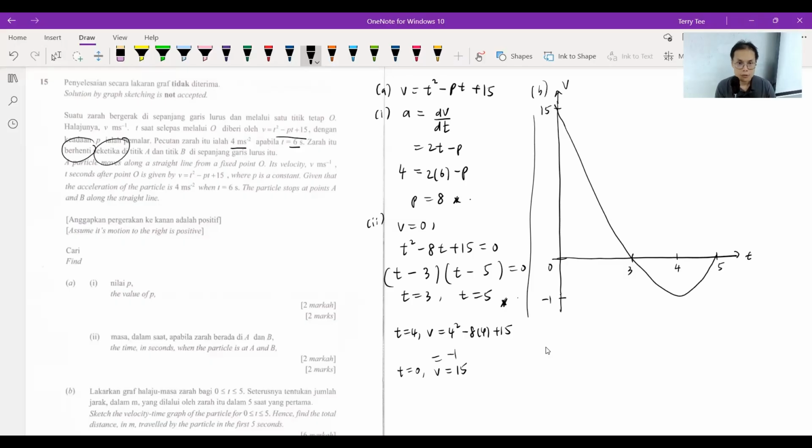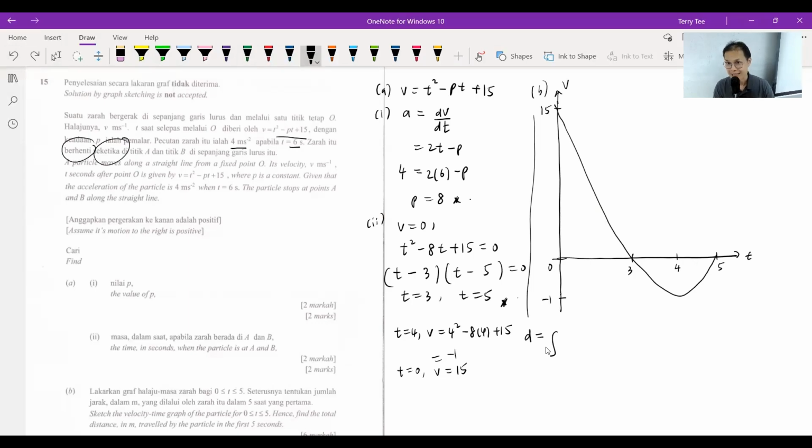Okay, then seterusnya tentukan jumlah jarak yang dilalui. Okay, to find the jumlah jarak, the total distance, we need to use integration. Okay, I just use D for distance. You can just write jarak. You integrate. There are 2 parts to it. The first part is the area above. The second part is the area below, the green one. You don't have to shade this, but just so you know, the green one is below, the yellow one is above.